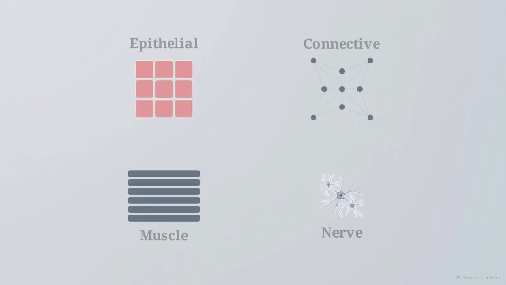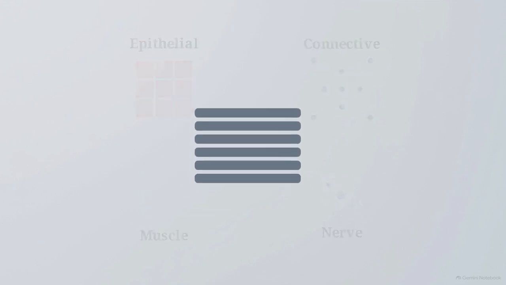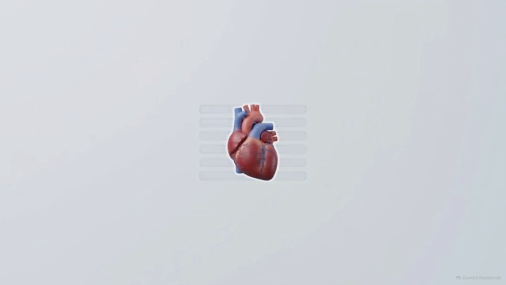Returning to the cell, we find a universal architecture. Regardless of its eventual role, nearly every cell contains a surrounding membrane, a nucleus, and the genetic instructions required to survive. Cells share functions to form tissues. We have four types: epithelial, covering surfaces; connective, binding structures; muscle, driving movement; and nerve tissue, conducting signals.